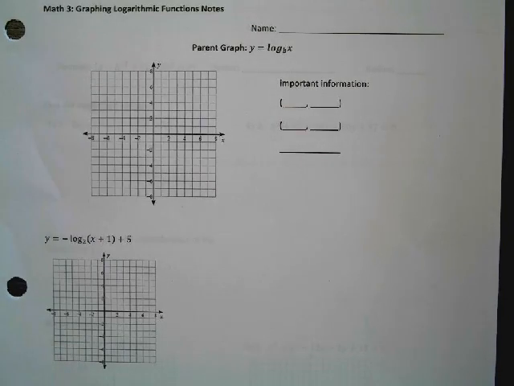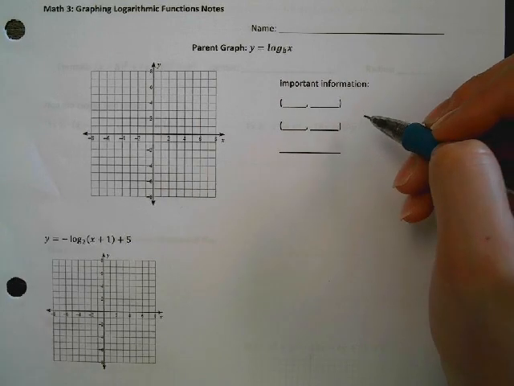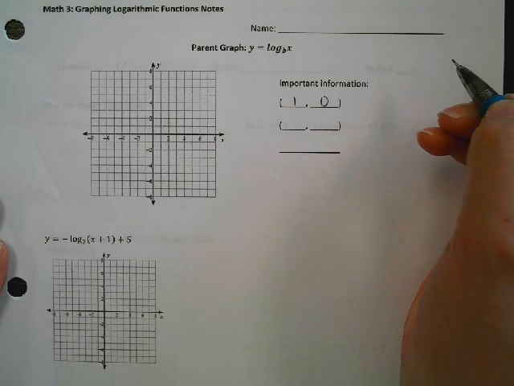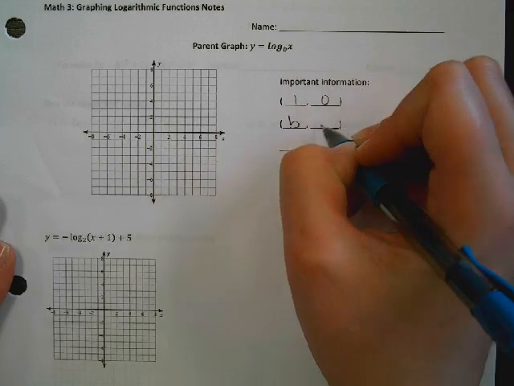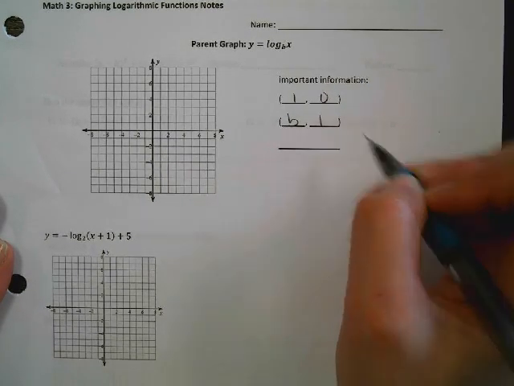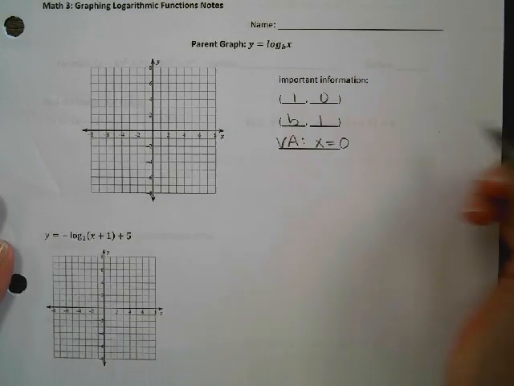All right, so now that we have finished graphing exponential functions, we're going to go ahead and graph logarithmic functions. And logarithmic functions are the inverses of exponential, and so all the important information we looked at last time is just flipped. So instead of the point 0, 1, you have the point 1, 0 for the parent graph. Instead of having the point 1, b, you have the point b, 1 for the parent graph, and instead of having a horizontal asymptote at y equals 0, we have a vertical asymptote of x equals 0.